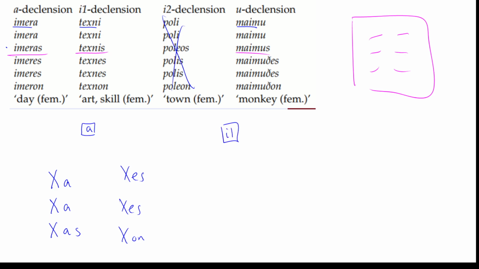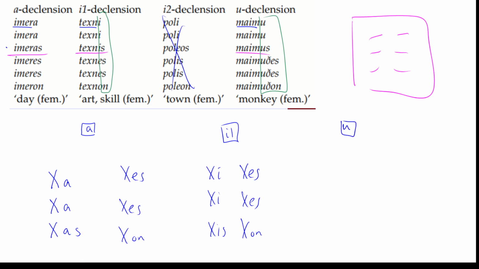For the I1 declension, we have XE, XE, XES, XACE, XACE, and XON. Again, if you didn't know where I got that, I was basically just going through this list here. And now I'm going to go through this final list for the U declension. So here we have XU, XU, XUS, XUS. Well, these are a little bit different.